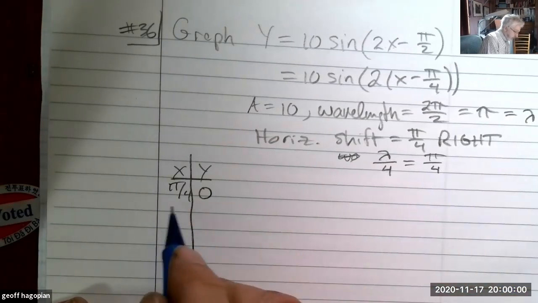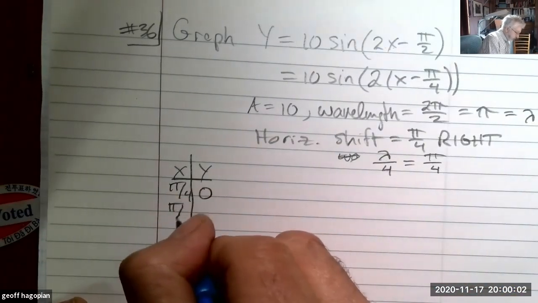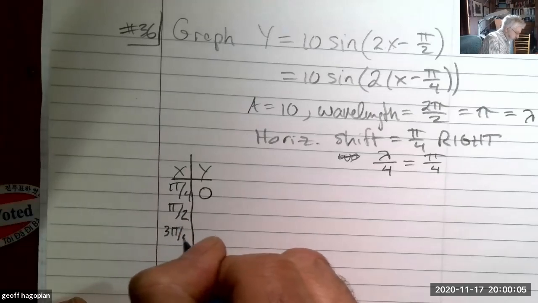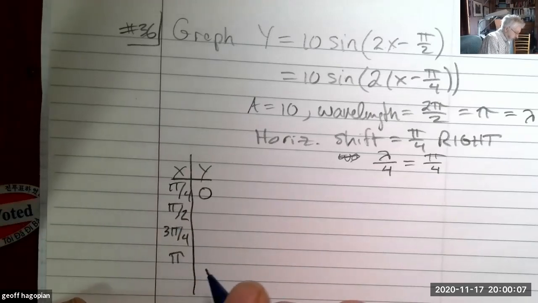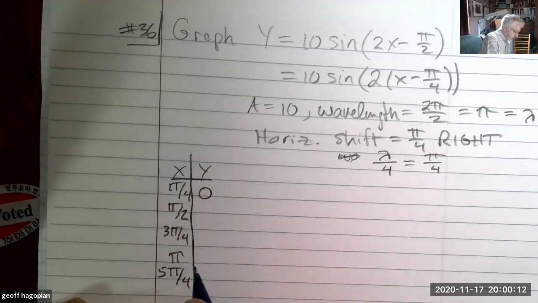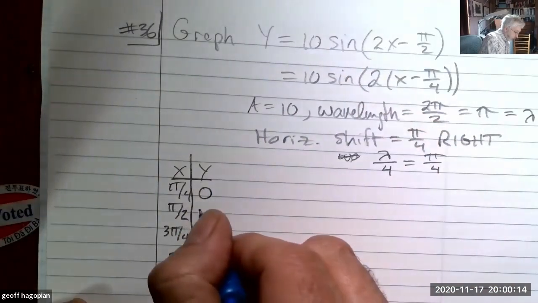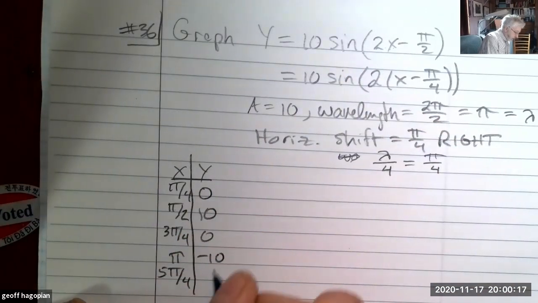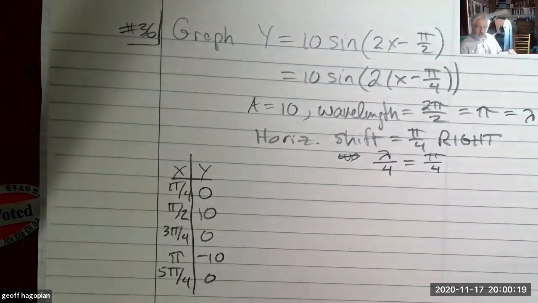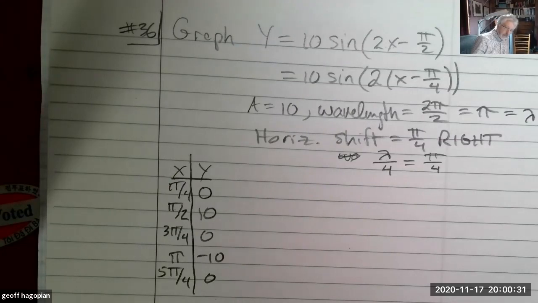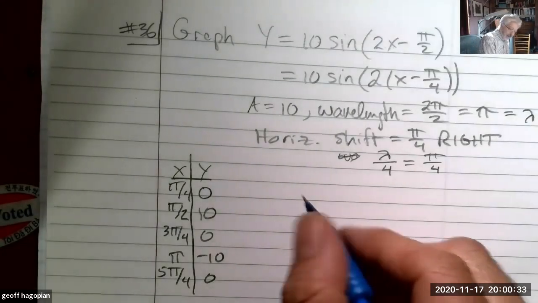Okay, so I want to keep adding pi over 4. And so 2 pi over 4 is pi over 2, 3 pi over 4, 4 pi over 4, 5 pi over 4. Yeah, so that takes me through one cycle. And the amplitude is 10, so I'm going to go up to 10, back to 0, down to negative 10, back to 0. So if I just plot those 5 points and draw a nice sine curve through them, I'm golden, right? Well, platinum, lead, tin, I'm good enough.